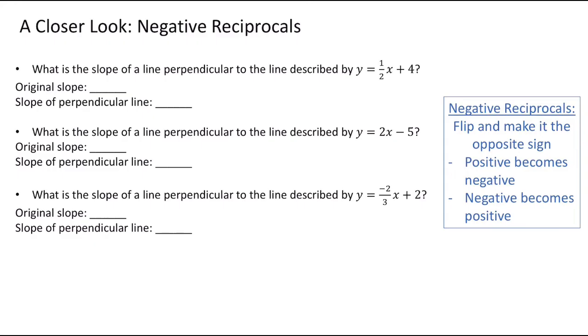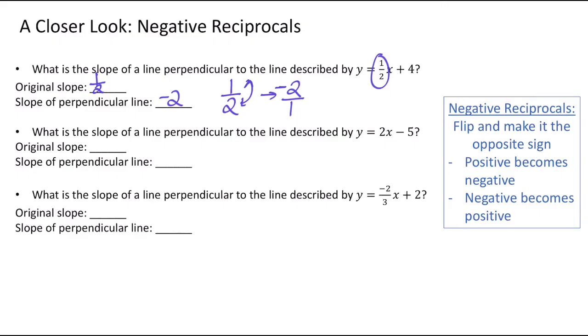So let's take a closer look at negative reciprocals. Let's describe what is the slope of a line perpendicular to the line described by y equals 1/2 x plus 4. The slope of the original line is 1/2. So if we take 1/2 and we make it a reciprocal, that will become 2 over 1. Then we need to make it negative to form the slope of the perpendicular line. So negative 2 over 1 is negative 2, and that is the slope of the perpendicular line.